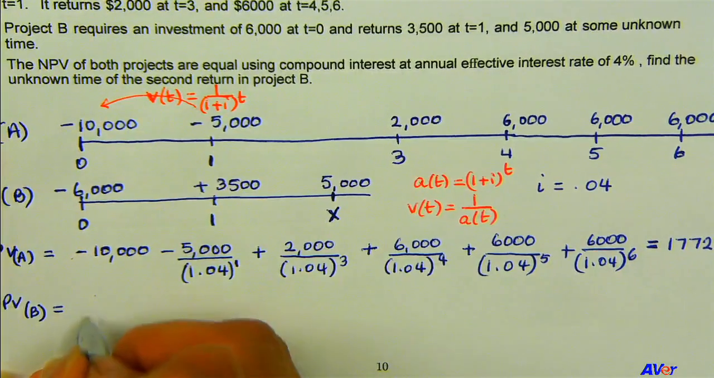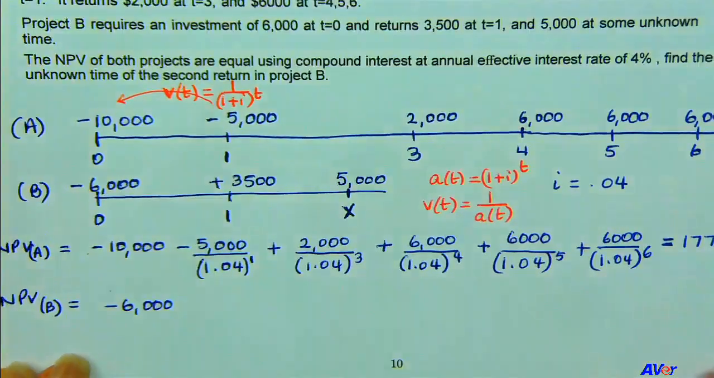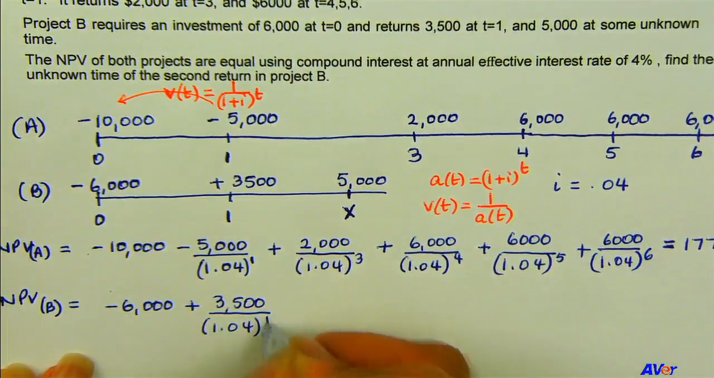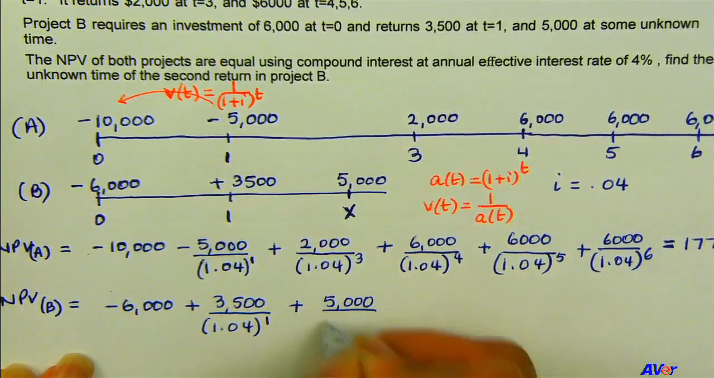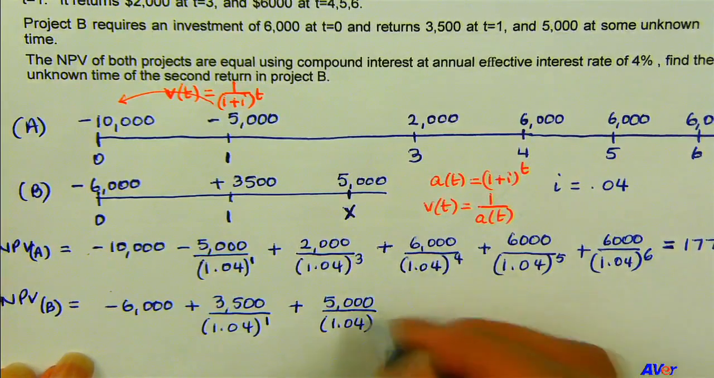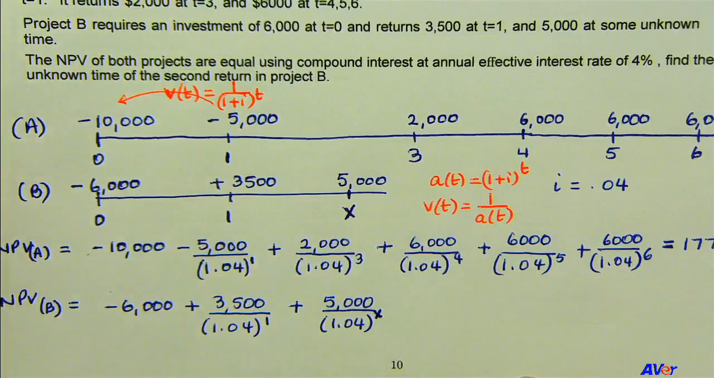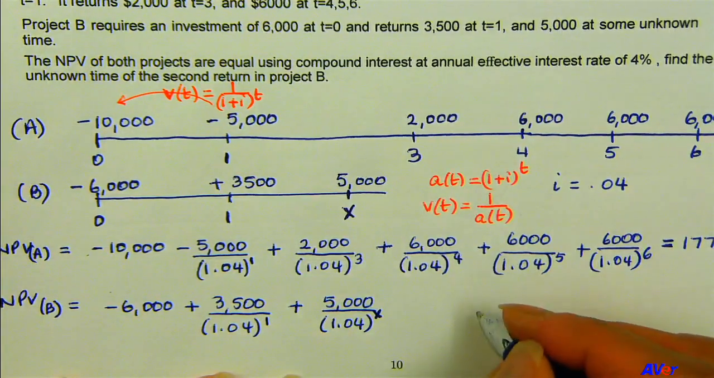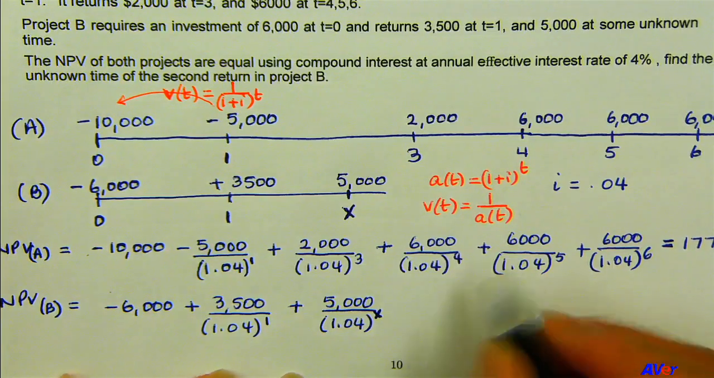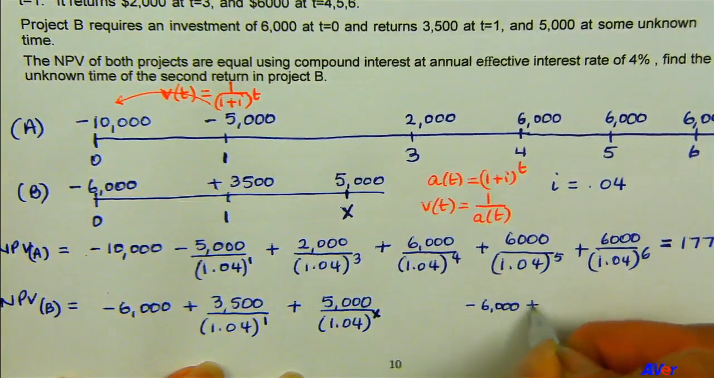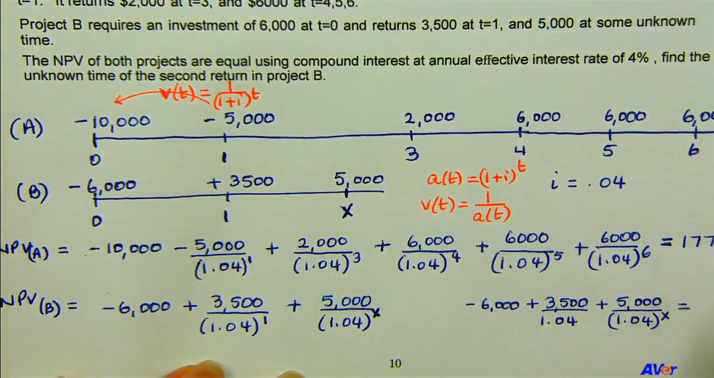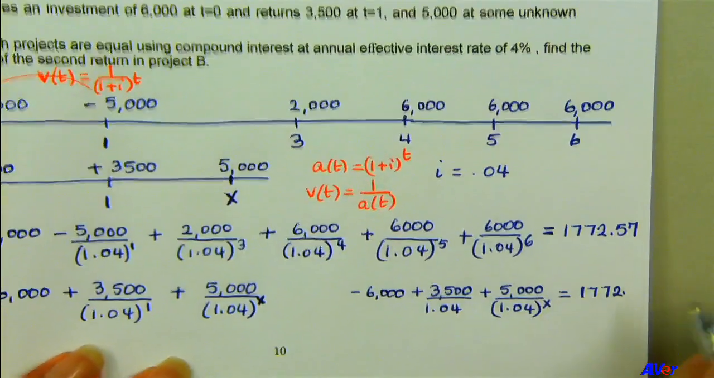Net present value of B. Let's do the same thing. Minus 6,000. No need to discount because I'm already standing at t equals 0. Plus 3,500 over 1.04 to the first power plus $5,000 over 1.04 to the what power? X power, exactly right. So we have to solve these and see what we get for x. So let's set them equal. Minus 6,000 plus 3,500 divided by 1.04 plus 5,000 divided by 1.04 to the x power equals 1772.57.